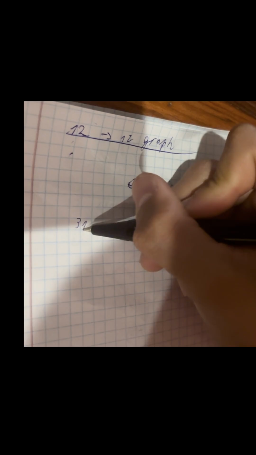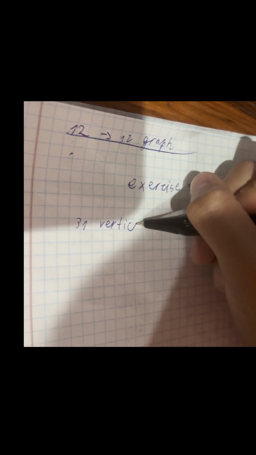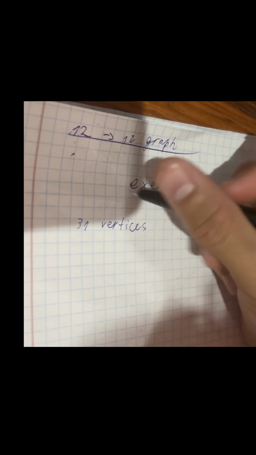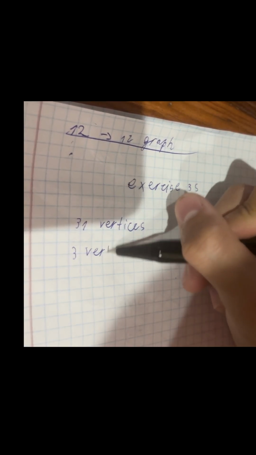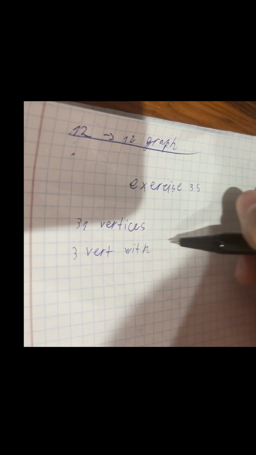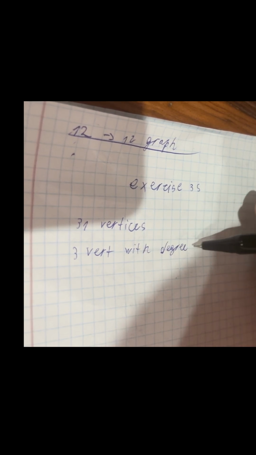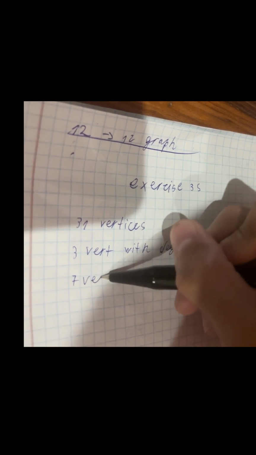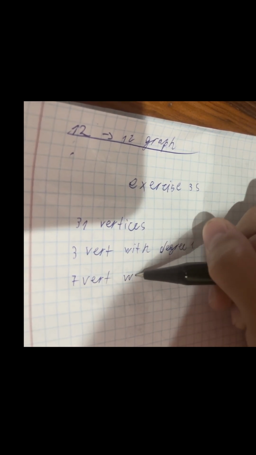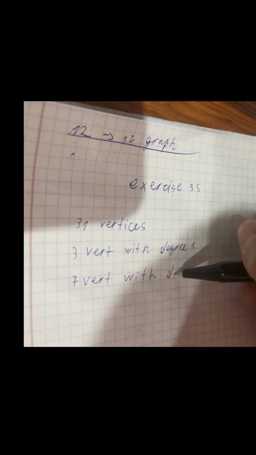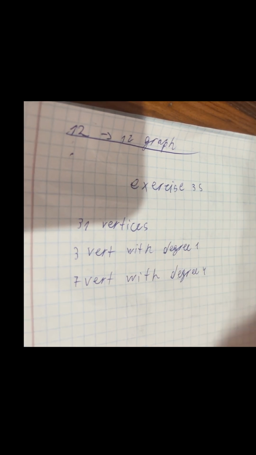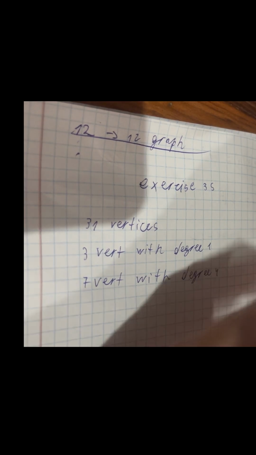Now we have some downgrades with video because my storage is full. Exercise 35, section 2. Can there exist a graph with 31 vertices? Three vertices with degree 1, and 7 vertices with degree 4. And let's try an example.